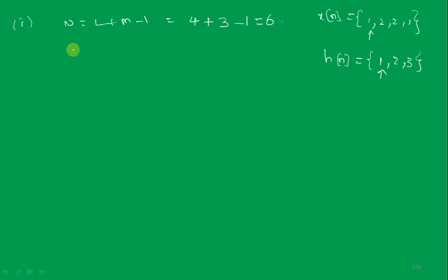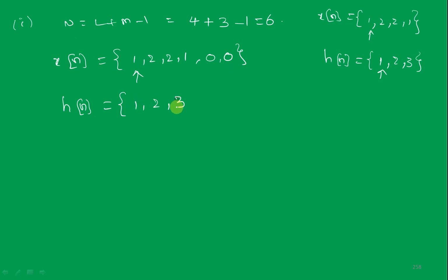So now pad with the zeros here. Take x of n. Here the length is only 4, but we should get the length N, 6. That means add 2 zeros here. Now you can get the length 6. Next take h of n, that is 1, 2, 3. So now take 3 zeros, then you can get the length 6. Okay, right. Like this, first change the sequence like this.